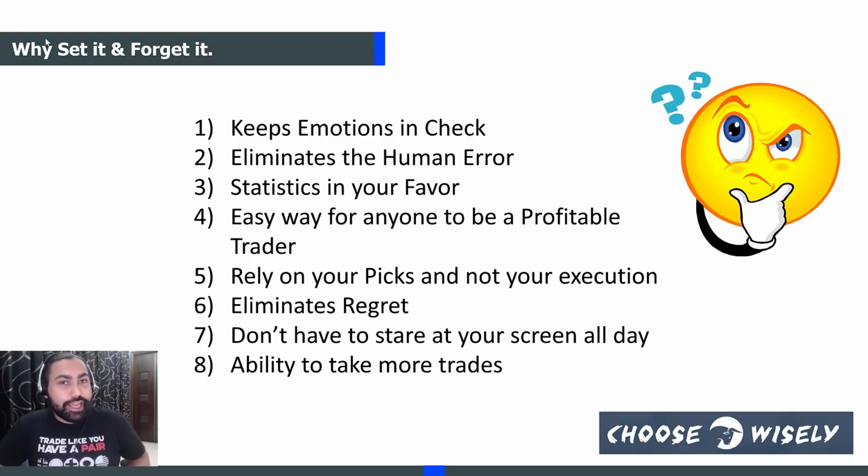So what do I mean by set it and forget it? Set it and forget it basically means you're getting in a trade, right? You set your target, you set your stop loss, and then you don't touch it. So either it hits your stop, or it hits your target.